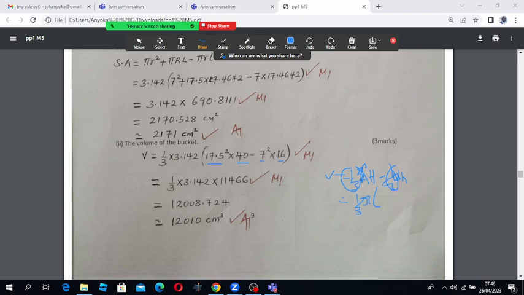So we are going to get a third times 3.142. That's what we are told to use. Then into the bracket 17.5 squared, the radius of the bigger circle, and times 40, the height of the cone, minus the volume of the cone that was cut off, and this one gives us 12,008.724. But remember, we are giving our answers to 4 significant figures. So we are supposed to give our answer to 4 significant figures.